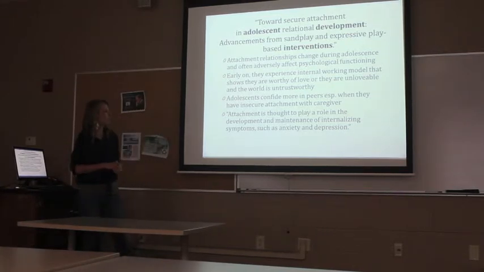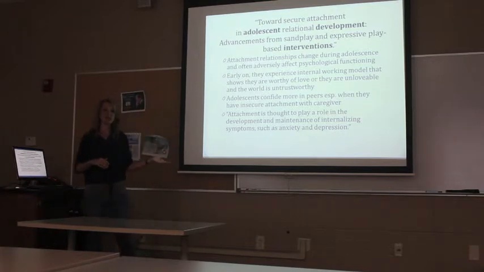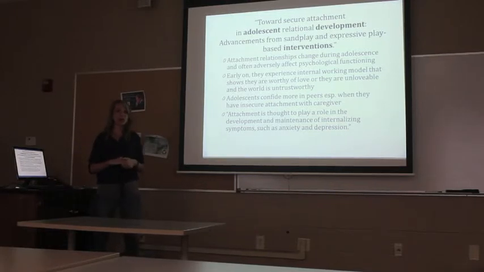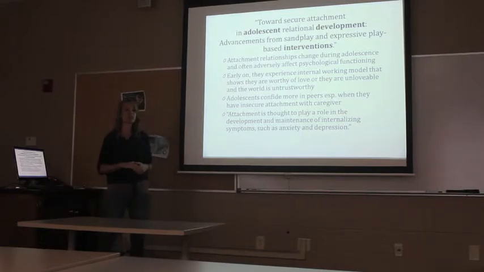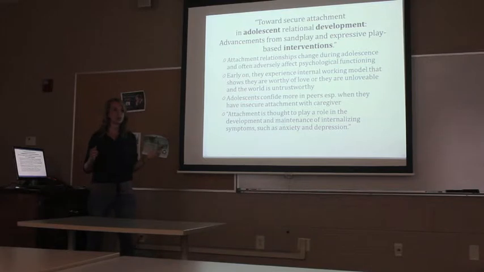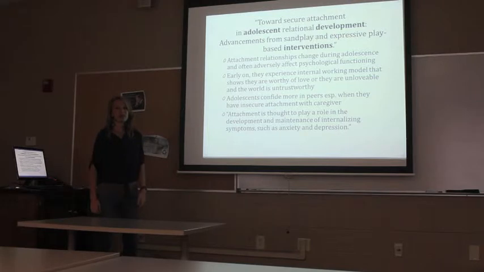Adolescents confide more in peers, especially when they have insecure attachments with caregivers. So if an adolescent wasn't getting along well with their parents, they would be more apt to confide in their peers. That's where they would seek that attachment. And as we all know, this can be detrimental in the adolescent time period because all the other adolescents are also figuring themselves out and getting themselves into trouble, which can be a bad place to try to attach. That's why the attachment with the parents is so vital.